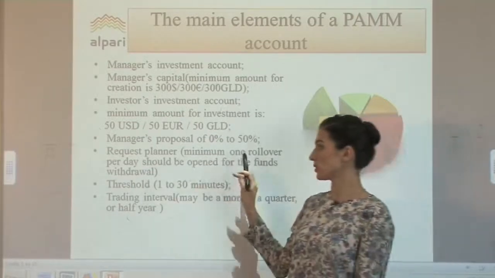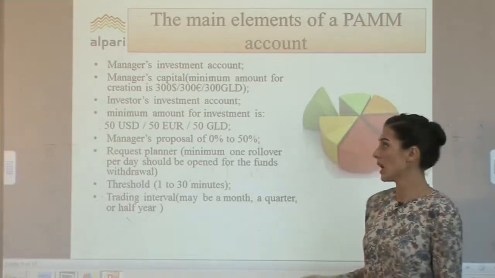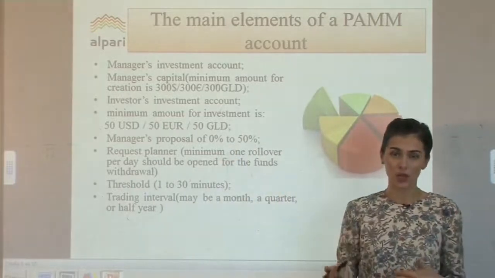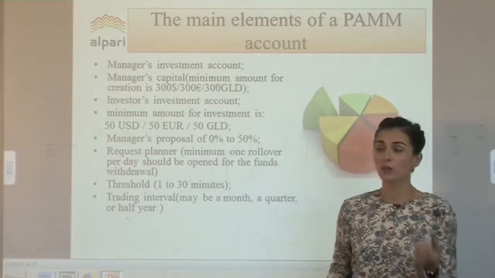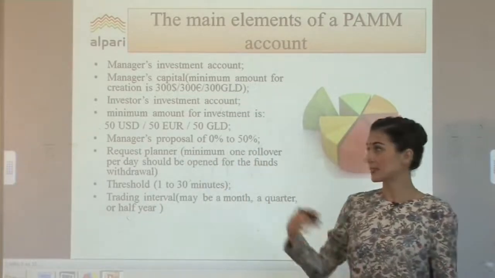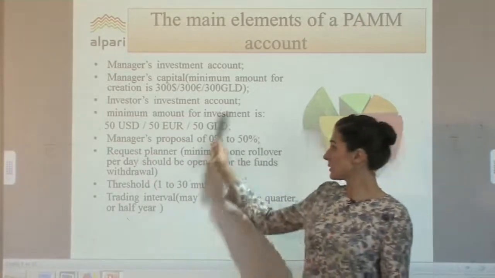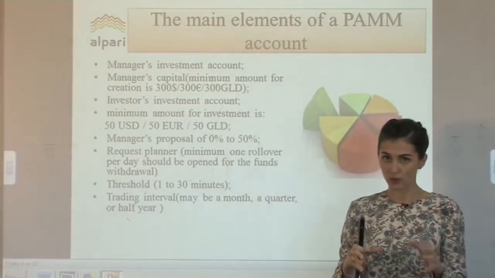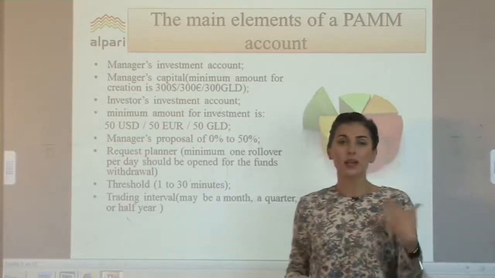The manager's proposal is the public offer of cooperation terms between the manager and investors, and it may not exceed 50% of your profits. That means if the manager shows profits on his PAMM account, he will receive a percentage as reward, and he should determine it himself. But it cannot exceed 50% of your total profits on the PAMM account. The manager's proposal can be single level or multi-level.